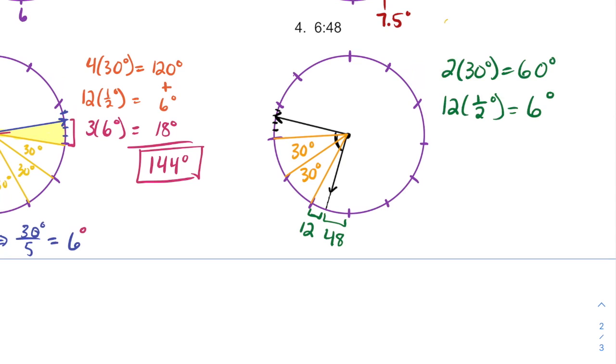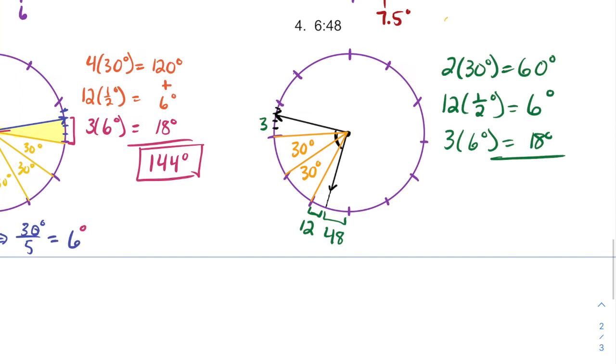And then let's look at how many ticks we have. We have 3 sections, 3 minutes past here, and those are each 6 degrees, so that gives us a total of 18 degrees. So let's go ahead and add this up. That is 24 plus 60, so that is 84 degrees.